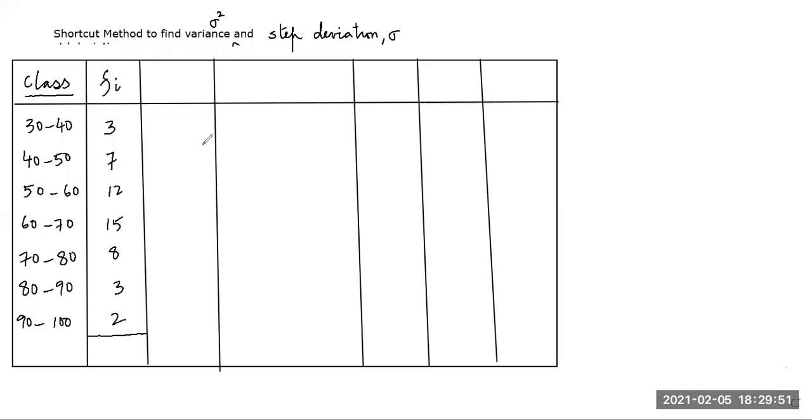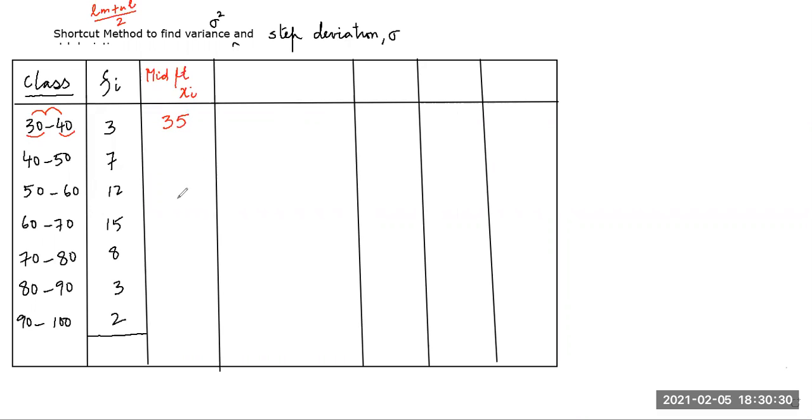So students, how will we do this? First and foremost, we will find out the midpoint of this data. The midpoint is represented by xi. It is simply the lower limit plus the upper limit, divided by 2. So 30 plus 40 is 70, divided by 2 is 35. You can also understand that 35 is in between 30 and 40, so 35 is the midpoint of this.